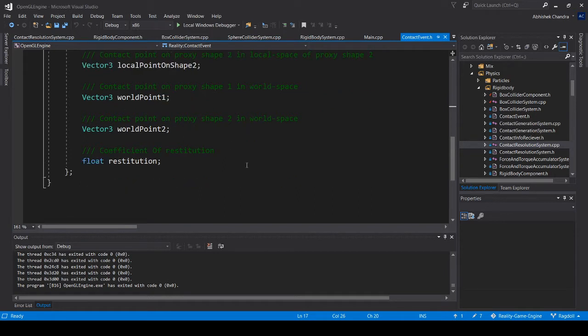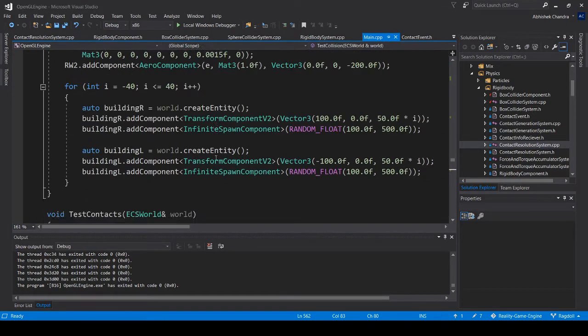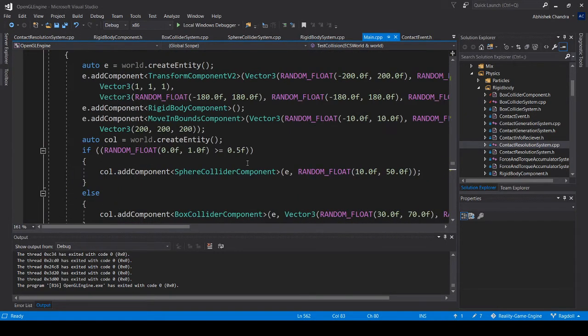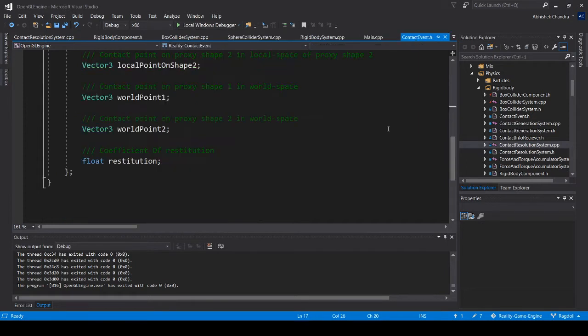And if you actually run, I think there's a function in main, let me just quickly look it up. I think it's called test contacts. If you run that function, you'll actually see. In fact, you can actually run test collision as well without penetration. My point is you can actually see what these 2 contact points are.